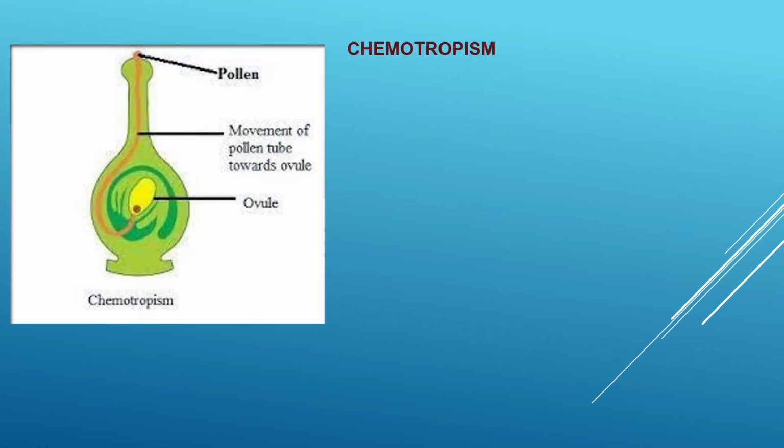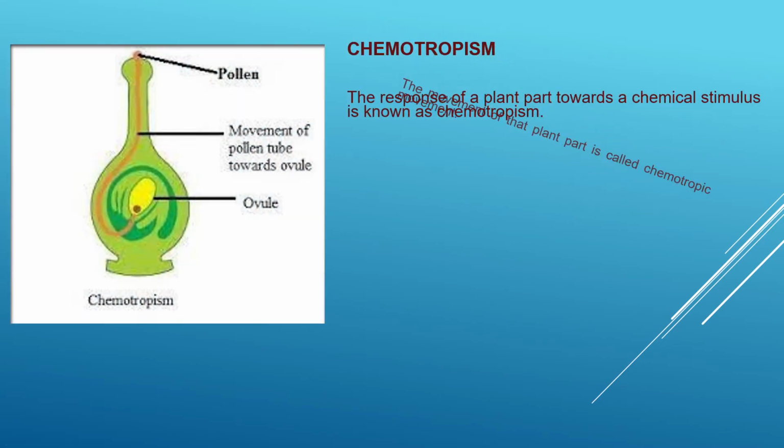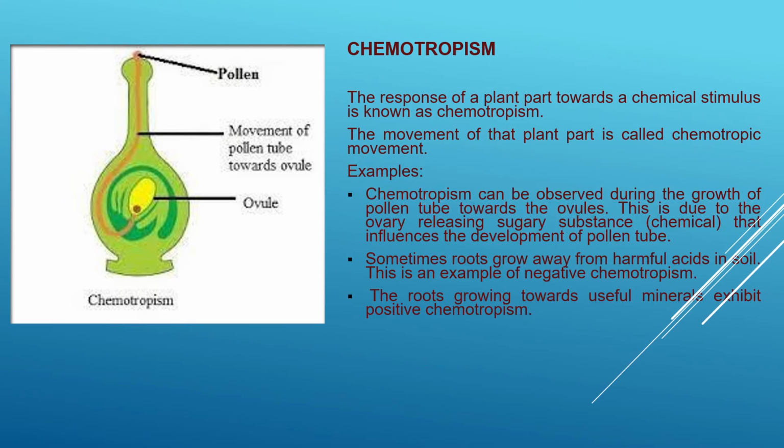Now come to chemotropism. What is chemotropism? The response of a plant part towards a chemical stimulus is known as chemotropism. Here you can see the structure of an ovary, and within the ovary there is an ovule. The pollen grains are here, and the pollen forms a tube-like structure.